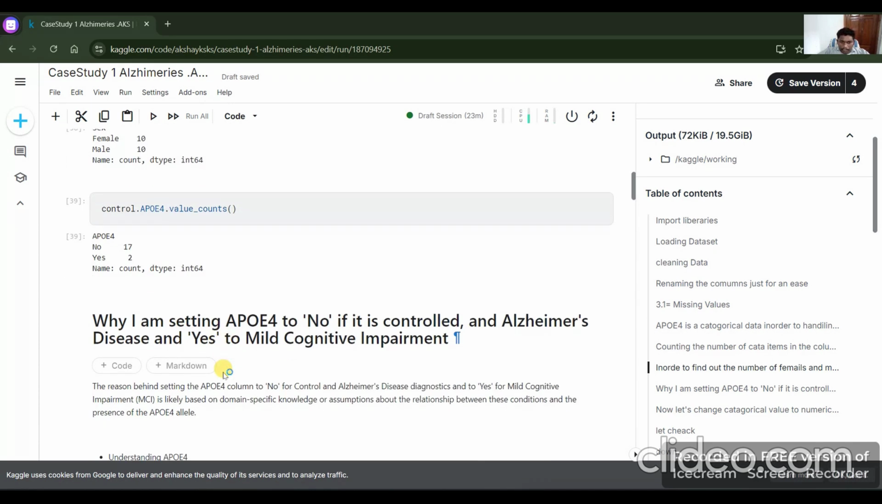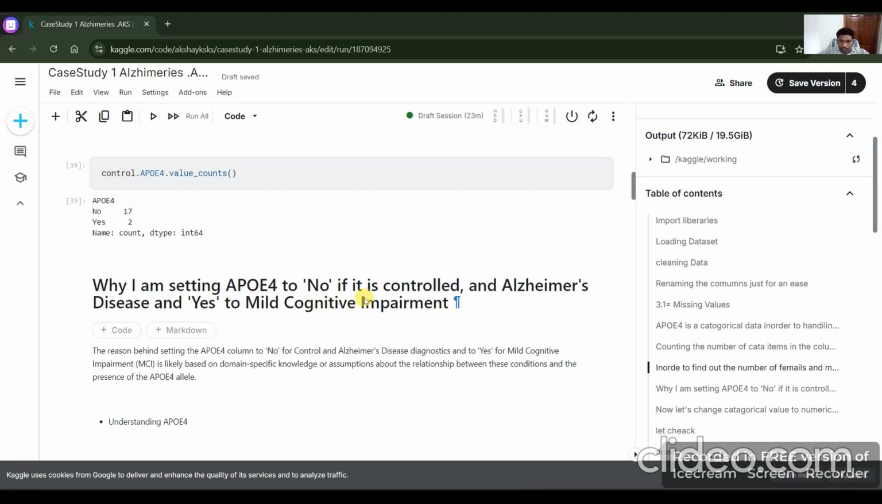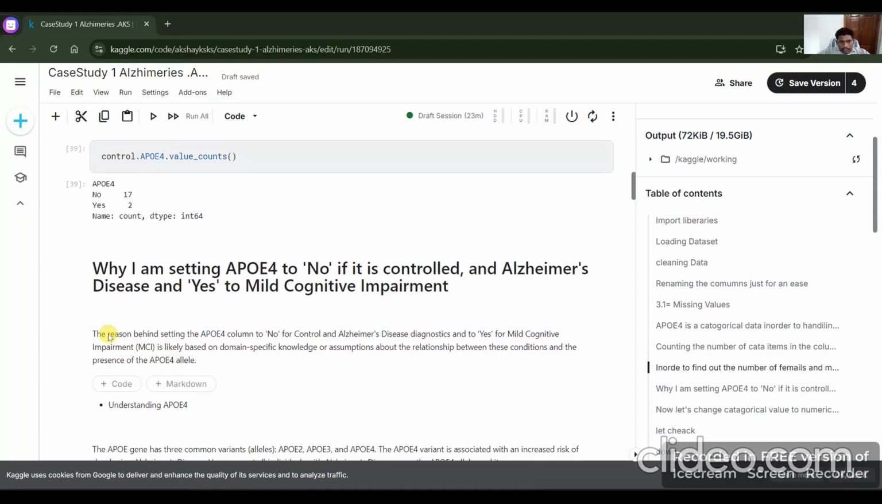Why am I setting APOE4 to no for control and Alzheimer's disease, and yes for mild cognitive impairment? The reason behind setting the APOE4 column to no for control and Alzheimer's disease diagnosis, and to yes for mild cognitive impairment (MCI), may be based on domain-specific knowledge or assumptions about the relationship between these conditions and the presence of APOE4.